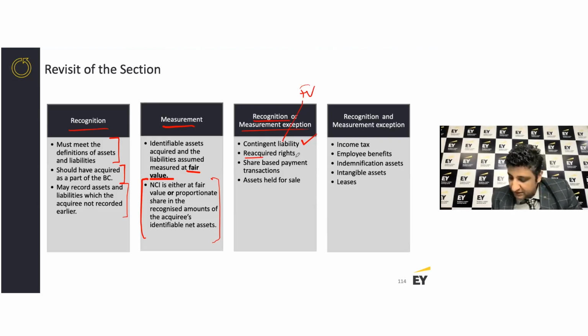Reacquired rights are being cancelled. Share-based payment transactions, assets held for sale and employee benefits, and for that matter, even leases, they would be recognized as per the respective standards, right? Intangible assets, we would recognize them if these are meeting the separability criteria. Indemnification assets, till the time there is a contingent liability, to that extent, indemnification assets are recognized. Income taxes becomes a clear exception. We have dealt with detailed examples around those.